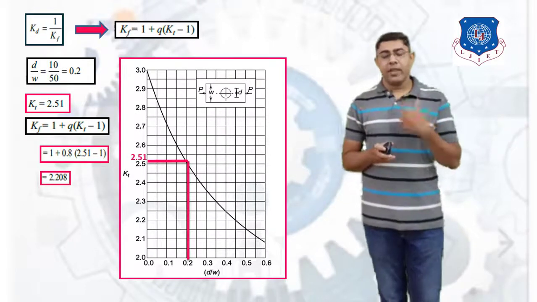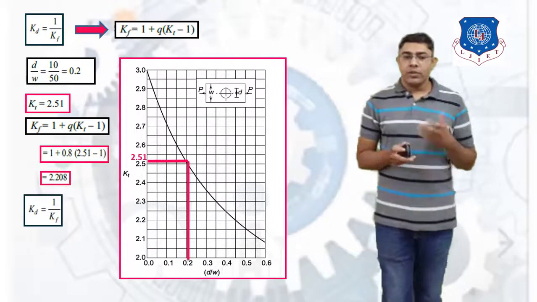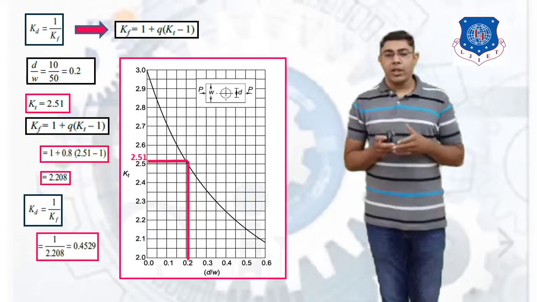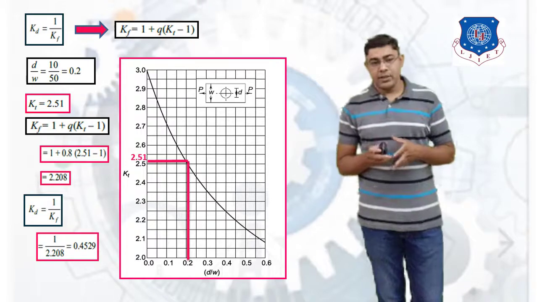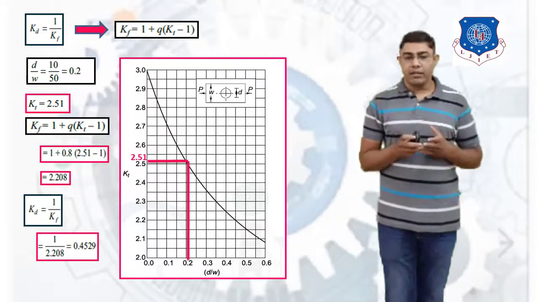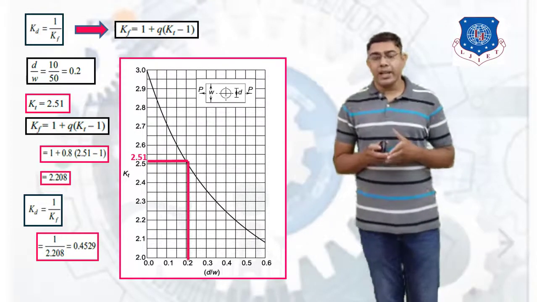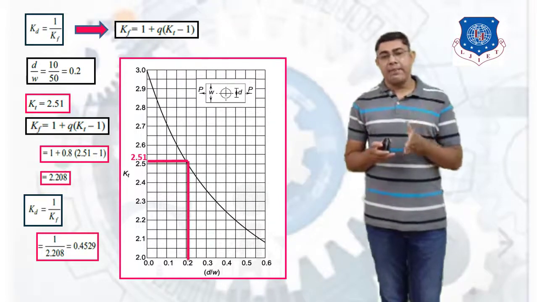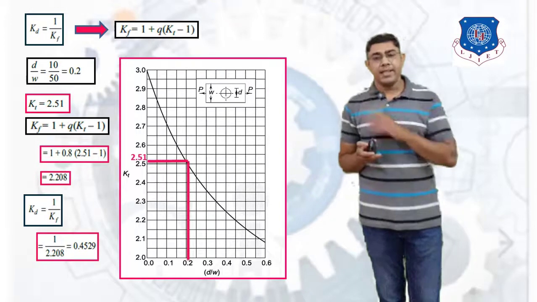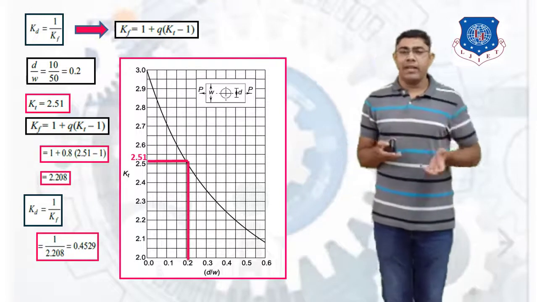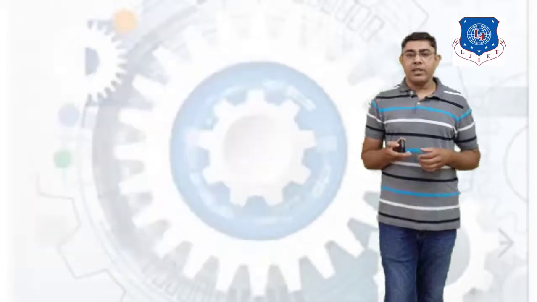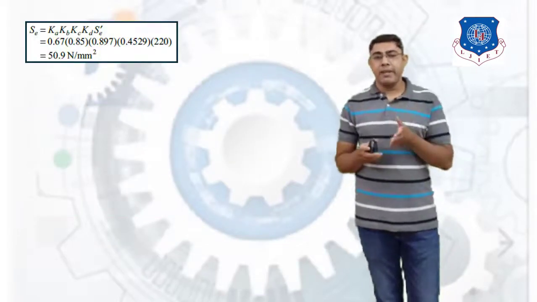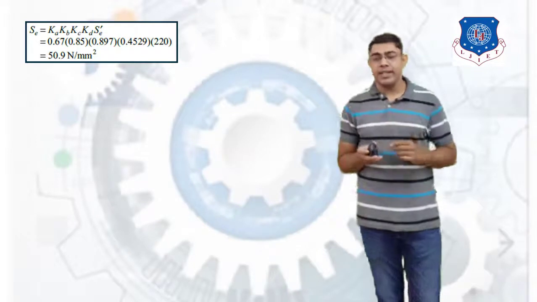Now we have the value of Kf. So Kd is 1 upon Kf, so we can calculate Kd equal to 1 upon 2.208. So we get the value of Kd equal to 0.4529. So now we have all the values Ka, Kb, Kc, Kd and Ac dash, so we can calculate the value of Ac. As we know, the equation of Ac is equal to Ka, Kb, Kc, Kd into Ac dash.